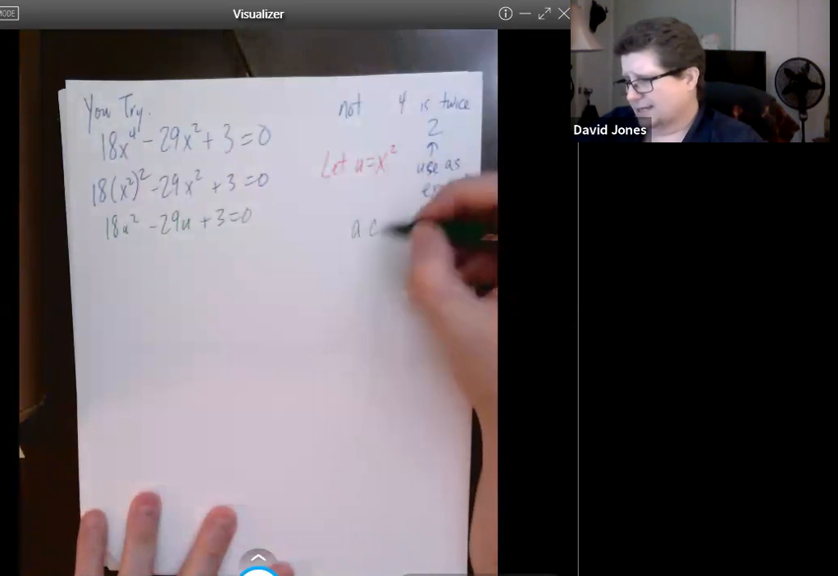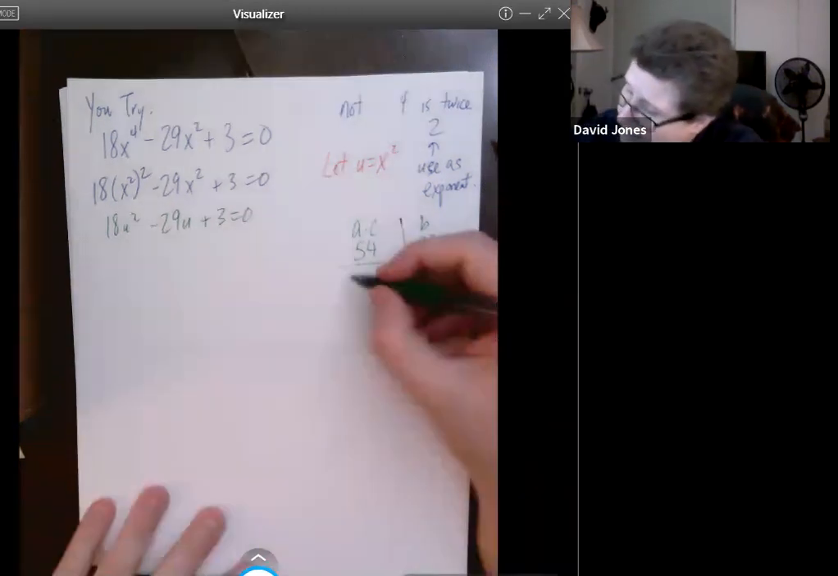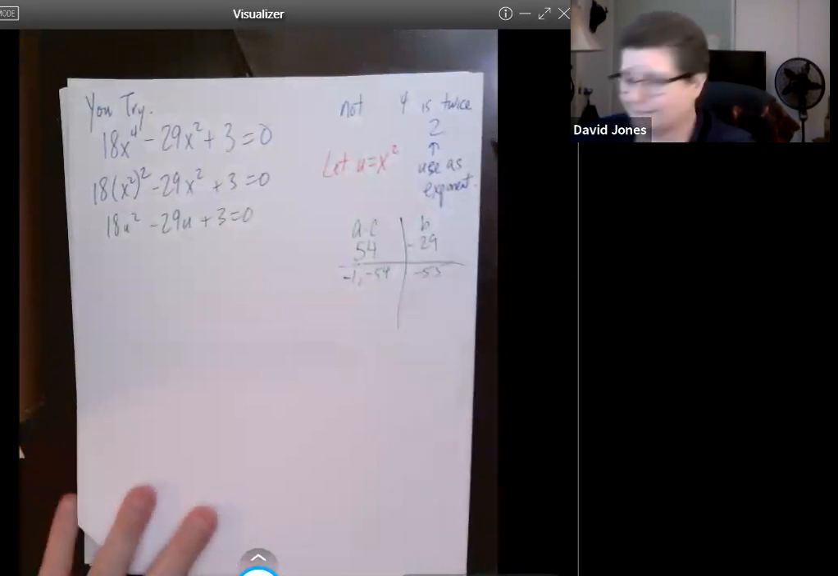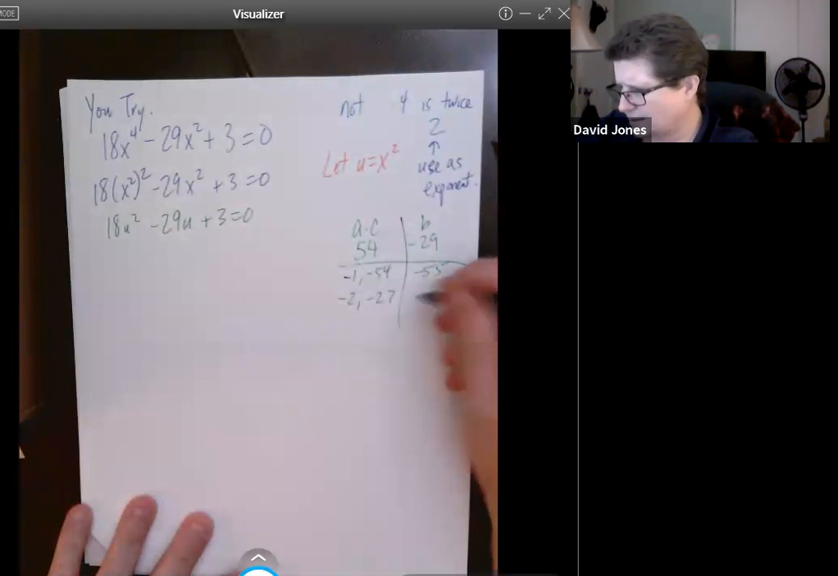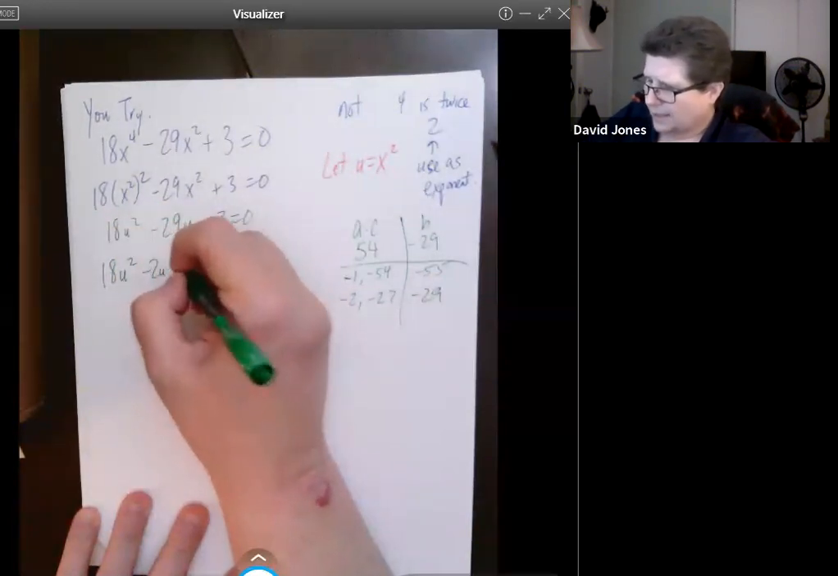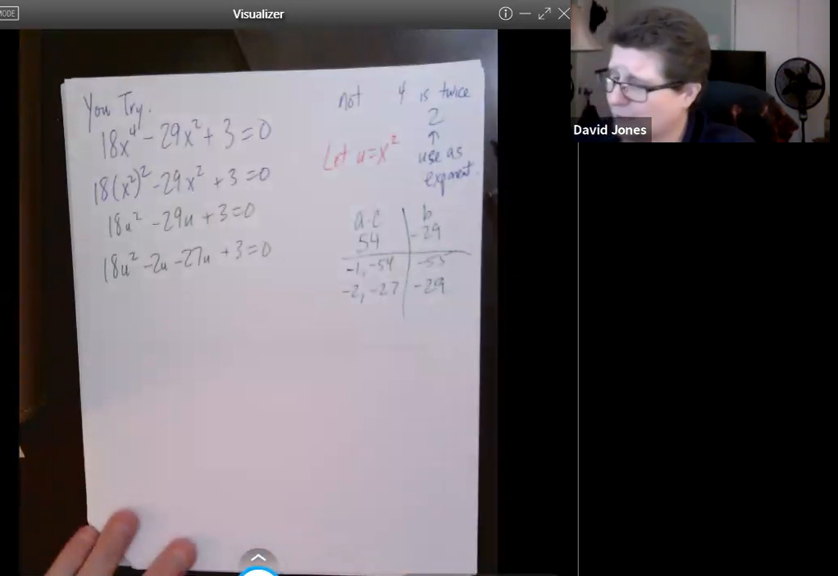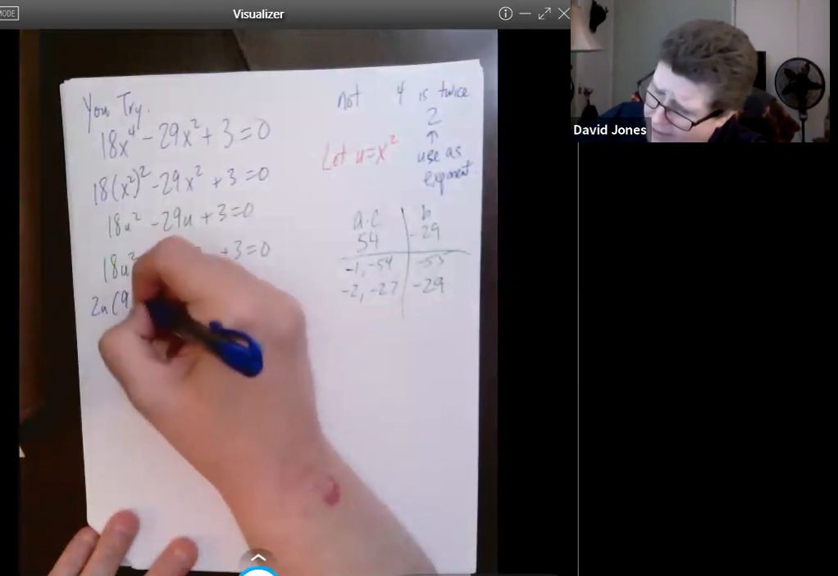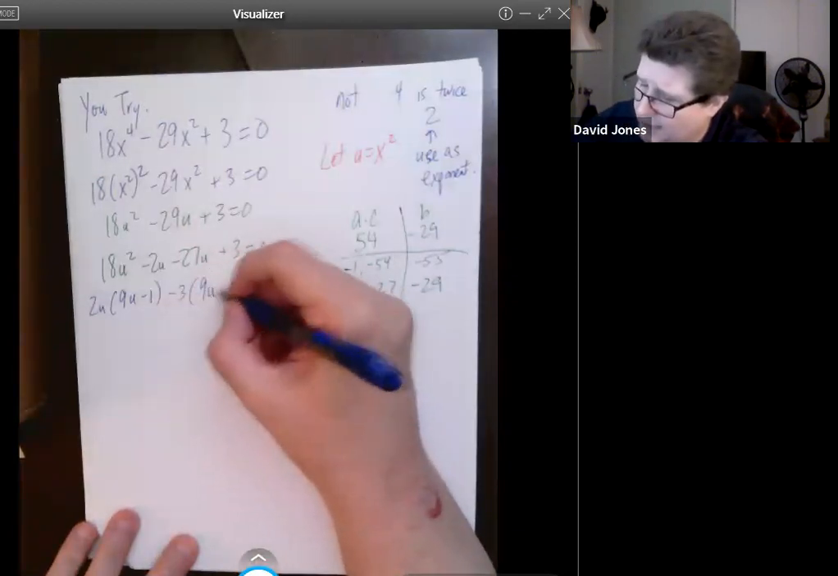Let's see, a times c is 18 times 3 is 54. And b is negative 29. Two factors that multiply to positive 54 but add to negative 29. They both got to be negative. Let's see, negative 1, negative 54 is negative 55. That doesn't work. 54 divided by 2 is 27. Negative 2, negative 27. Those add up to negative 29. That works. So I got 18u squared minus 2u minus 27u plus 3 equals 0. You factor by grouping. I can pull out a 2u, leaving behind 9u minus 1. And I can pull out a negative 3 here, and that leaves behind 9u minus 1.